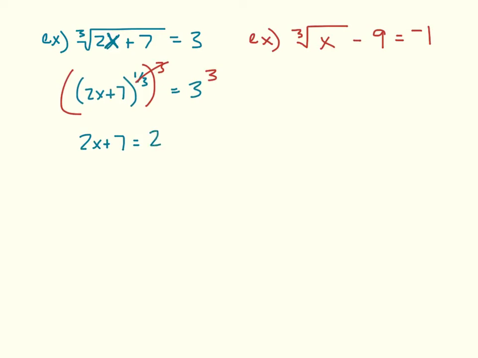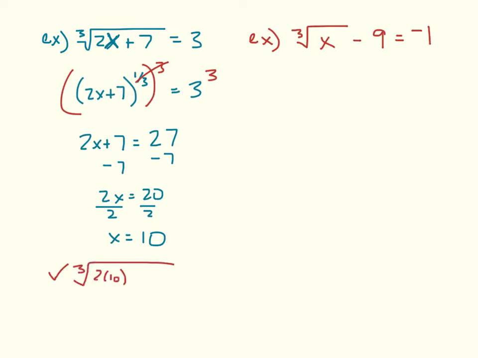3 cubed is 27. Now it's down to a linear equation. I can just solve. Subtract 7 from each side, I get 2x equals 20. If 2x equals 20, I divide by 2 to get x equals 10. Now, before I accept that as my answer, I'm going to check it. The cube root of 2 times 10 plus 7 equals 3. That's the cube root of 27 equals 3. Is that true? Yes.